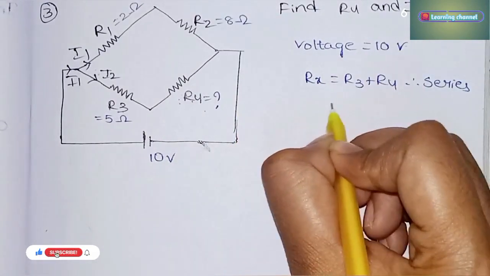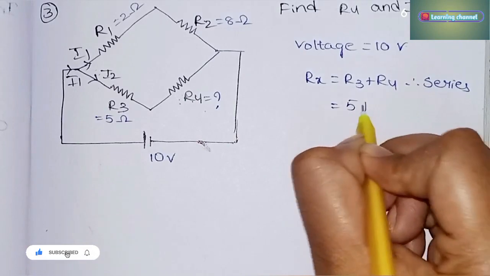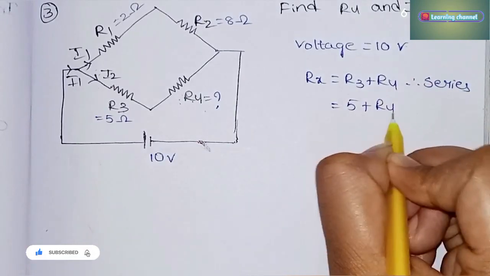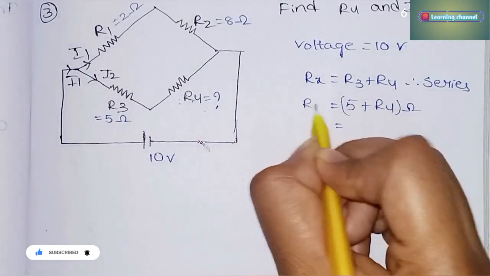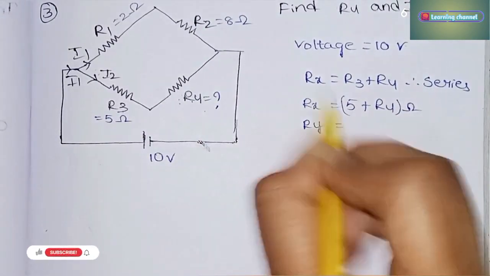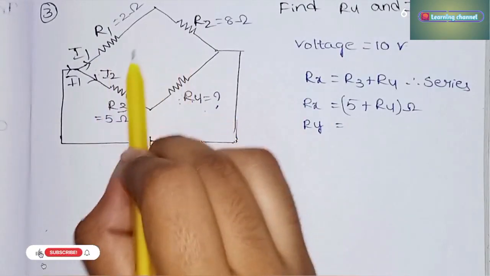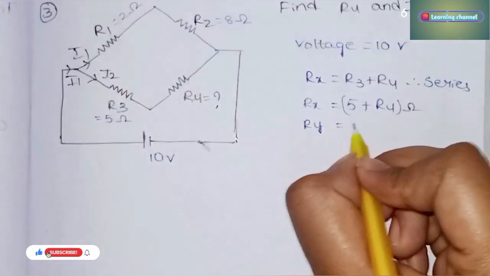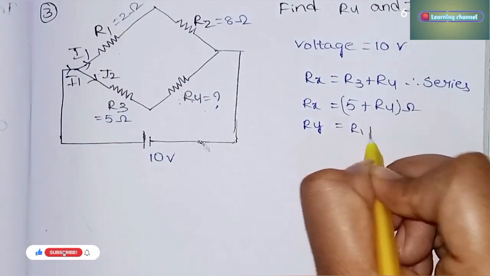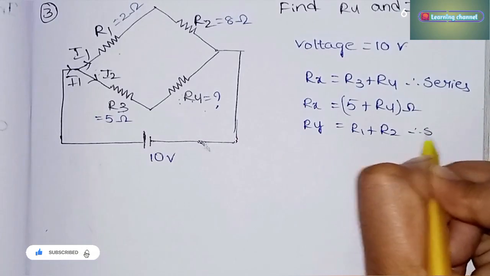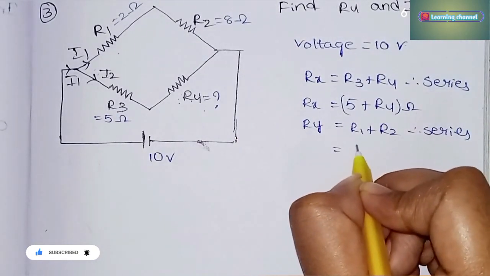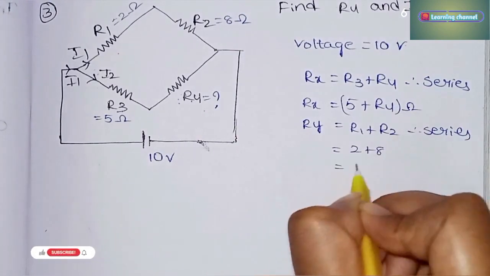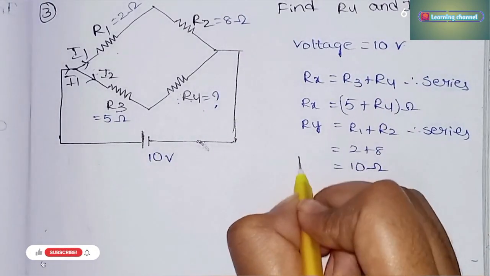So Rx is R3 plus R4, 5 plus R4. We don't know the R4 value. So this is the Rx and Ry. These two resistances are in series, so Ry is equal to R1 plus R2, that is equal to 2 plus 8, 10 ohms.